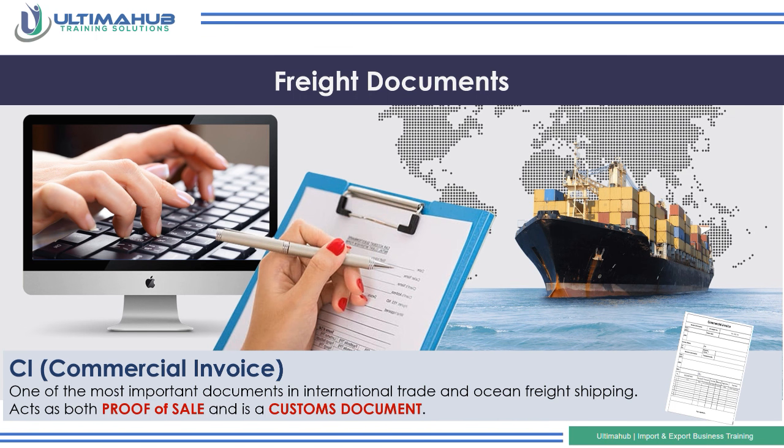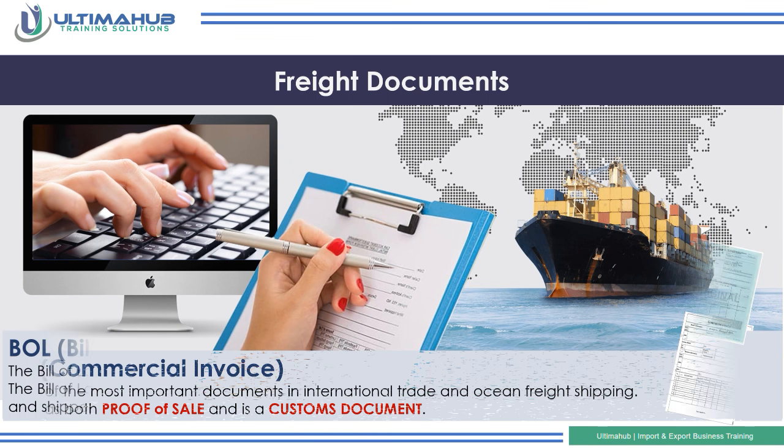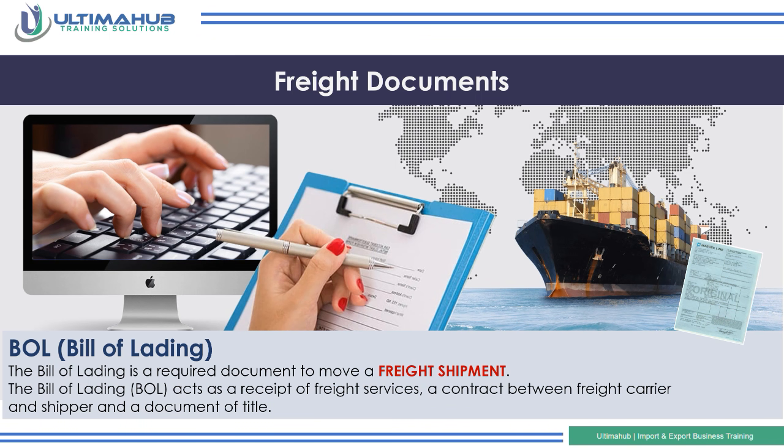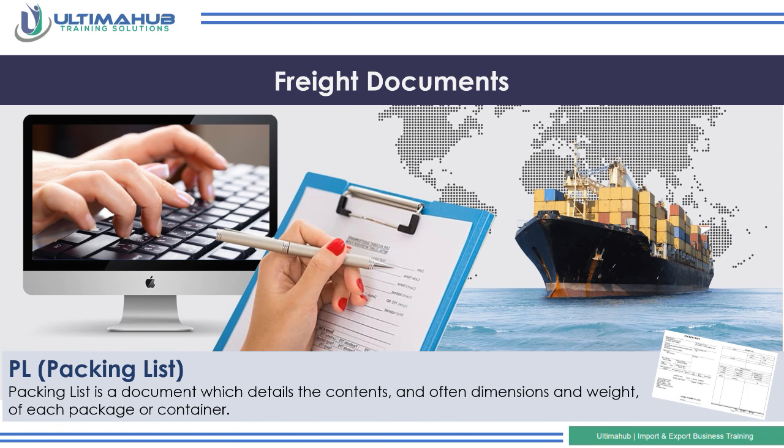A bill of lading, or BOL, is another required document to move a freight shipment. It acts as the receipt of the freight services, so it's a contract with the freight courier themselves, and also acts as a document of title. A packing list, or PL, is a document which details the contents, including dimensions and weight of your imported products, of each package, each container. It basically shows how it's being packed and how much space it's taking up, because there will be different charges dependent on the complete size of your packaged product. So this will confirm in detail what sort of charges are going to occur given the amount and the space taken up or weight of the products being imported.